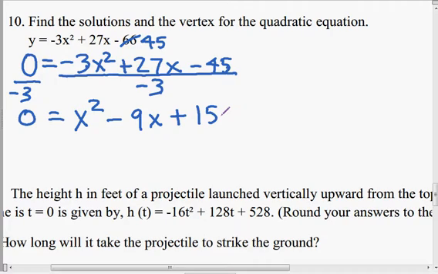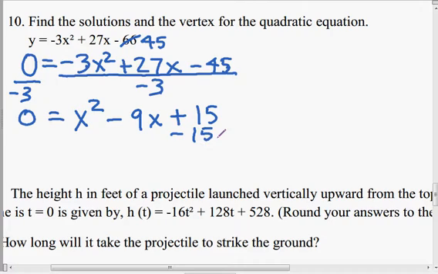Okay. If I try to factor this, I have to multiply to get 15. I have to add to get negative 9. So I would be multiplying two negatives. My only options are negative 3 and negative 5, which adds up to negative 8, or negative 1 and negative 15, which adds up to negative 16. So I cannot factor. I have to complete the square.